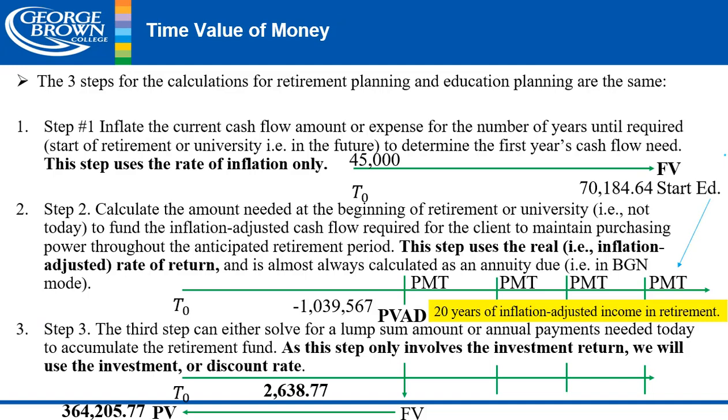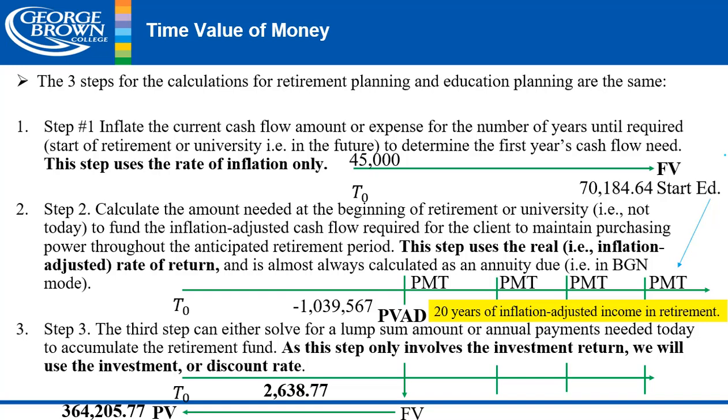Okay, so just going to click into the last slide here, and we can see, just to finish this up, we went through the 3 steps. Step number 1, inflate the current cash flow, $45,000 in today's dollars. What would that be 18 years from now when I want to retire to maintain my purchasing power? $70,184. That becomes an annual payment for 20 years of inflation-adjusted income in retirement. So at the beginning of retirement, I need $1,039,567. If my investment account earns 6%, inflation is 2.5%.